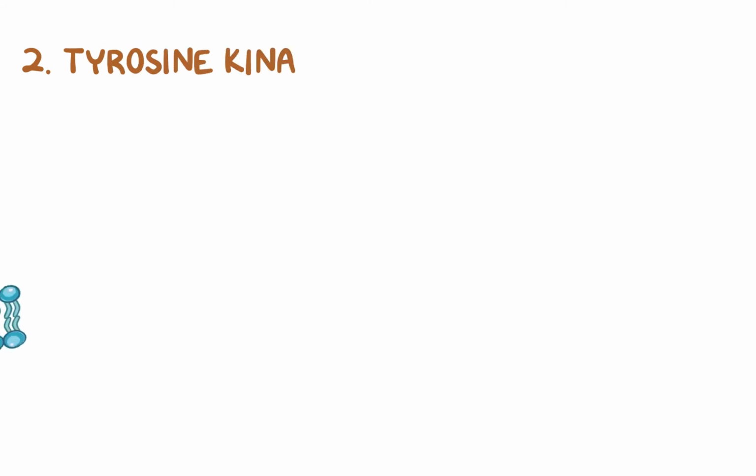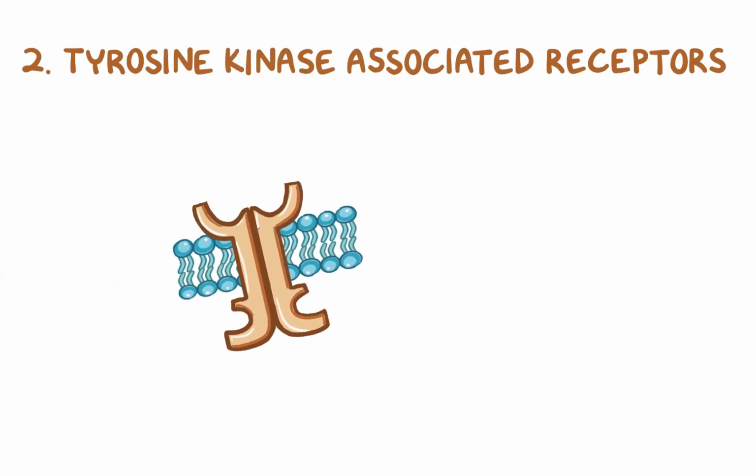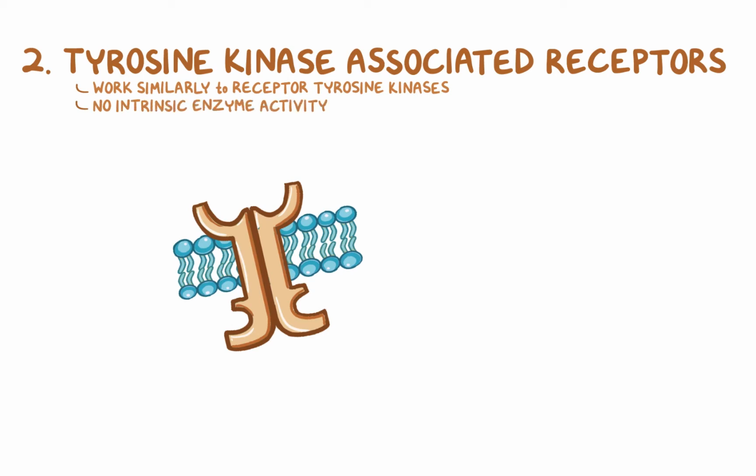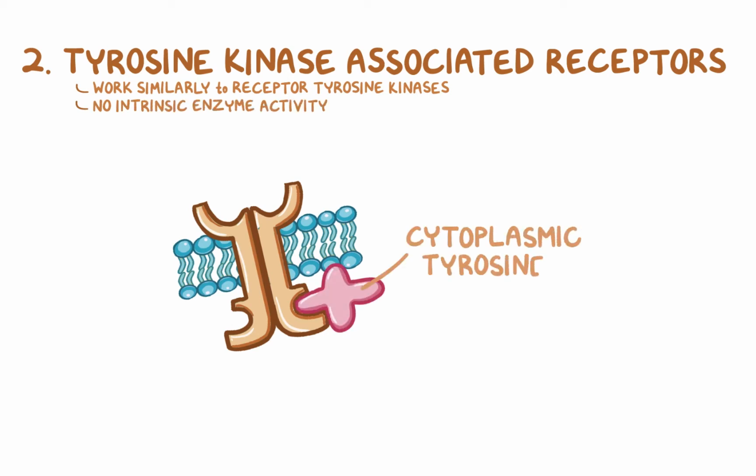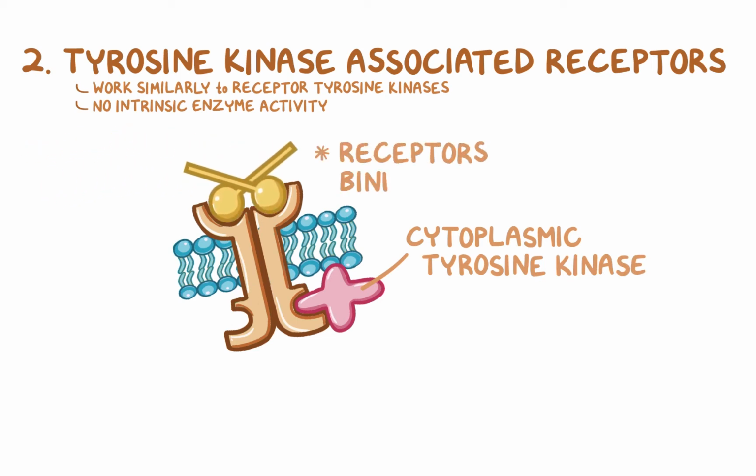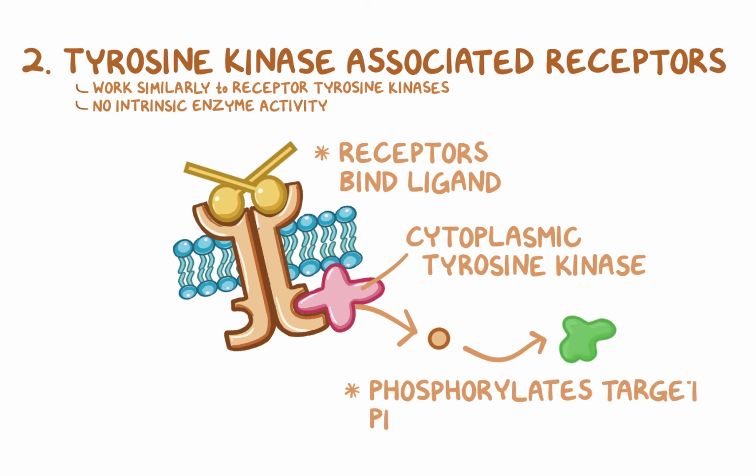Next are the tyrosine kinase-associated receptors, which work in nearly the same way as receptor tyrosine kinases, and their name even sounds almost the same. The key difference is that they have no intrinsic enzyme activity. Instead, they're associated with cytoplasmic tyrosine kinases. When the receptors bind their ligand, the cytoplasmic tyrosine kinases phosphorylate various target proteins to relay the signal.